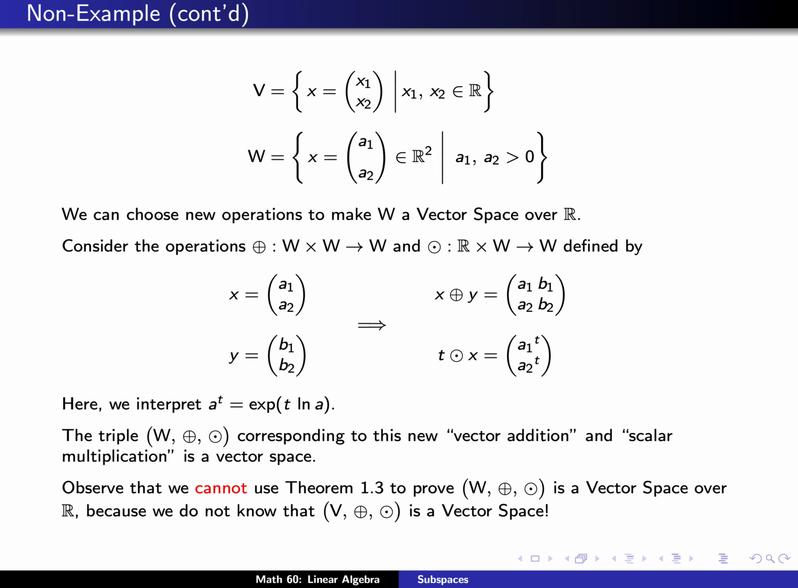In this case, we don't know that V under this new circle plus and this new circle dot is a vector space. In fact, we haven't even explained how to define circle plus and circle dot for V. We've only explained how to define these two operations for W. So unfortunately, we cannot use Theorem 1.3 because we don't yet know that this larger set, V under circle plus and circle dot, is a vector space. Although we do know that W is a vector space under these operations, we just cannot use that theorem in order to conclude this.